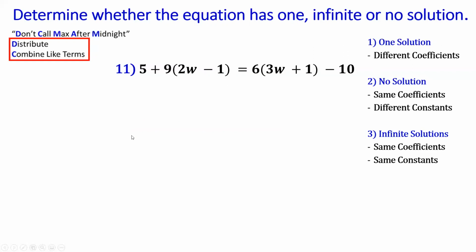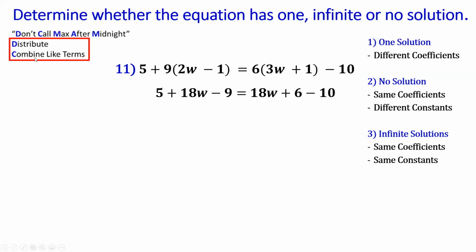Now let's look at number 11. I'm going to begin by looking at this positive 5. I don't need to distribute it. It's not by the parentheses, so I'm just going to bring it down. But with the 9, I'm going to do 9 times 2w to give me 18w, and 9 times negative 1 to give me negative 9. On the right side, I can also distribute. I'm going to do 6 times 3w to get 18w, and 6 times 1 to get positive 6. The negative 10 I just bring down. I do not distribute the negative 10 because it's not in the parentheses.